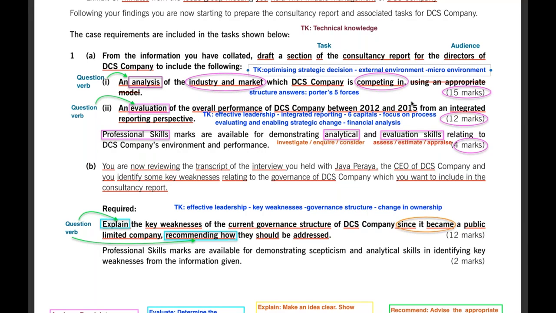So if it's 2/3, how much do you think you should be focusing on? At least 10 out of 15 marks. If you are able to focus on 2/3 for every question, eventually you'll be able to pass your exam. I hope you are clear on that. Any questions so far?